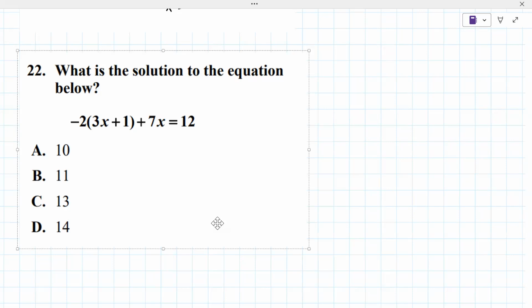Are they asking for what x is? Yes. Okay. Well, what is x equal to? Yeah.